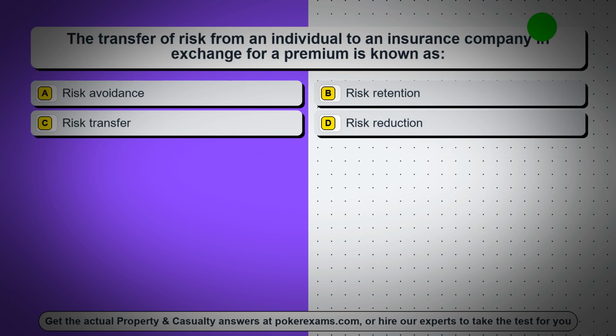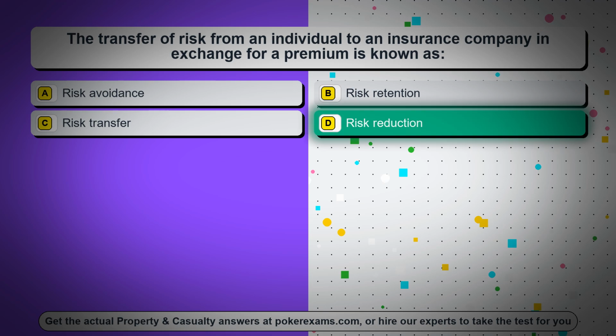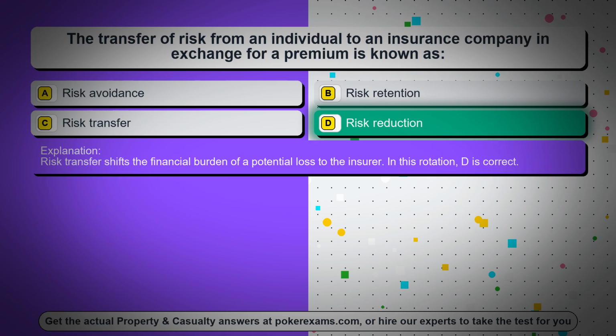Question 48. The transfer of risk from an individual to an insurance company in exchange for a premium is known as option A, risk avoidance. Option B, risk retention. Option C, risk transfer. Option D, risk reduction. The correct answer is option D, risk reduction. Risk transfer shifts the financial burden of a potential loss to the insurer. In this rotation, D is correct.